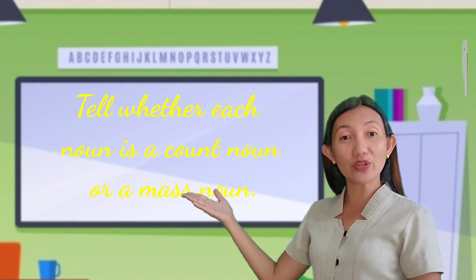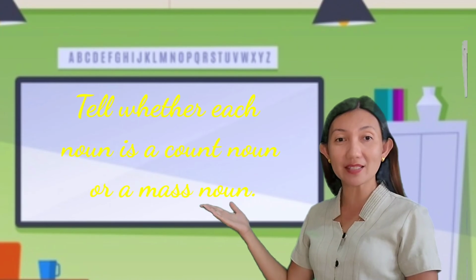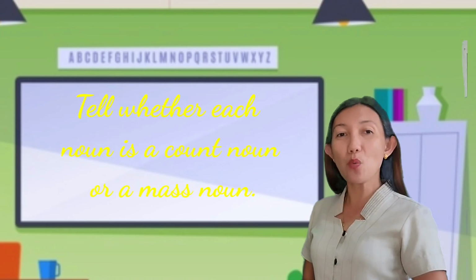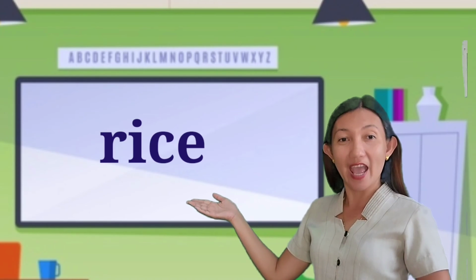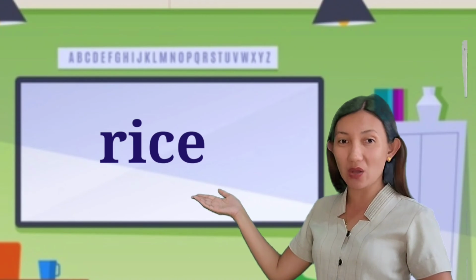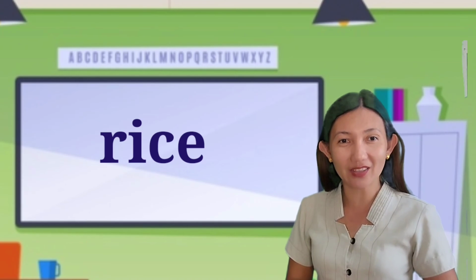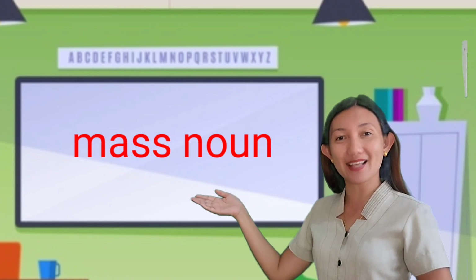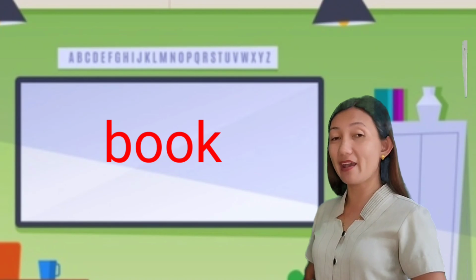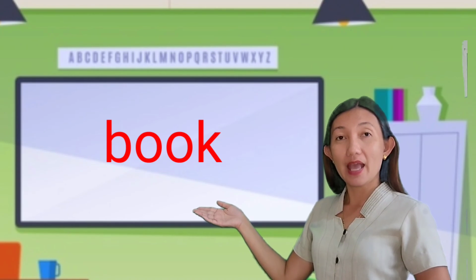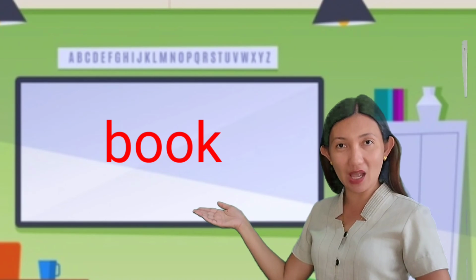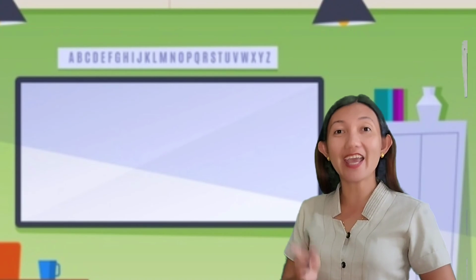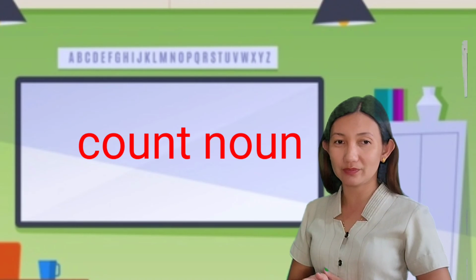There you are, children. Are you now ready to answer the following learning tests in your module? Let us see. Tell whether each noun is a count noun or a mass noun. Are you now ready? Number 1, we have rice. Is it a mass or a count noun? You've got it right. Rice is a mass noun. Next, we have book. Is a book a count noun or a mass noun? Yes, it is a count noun.